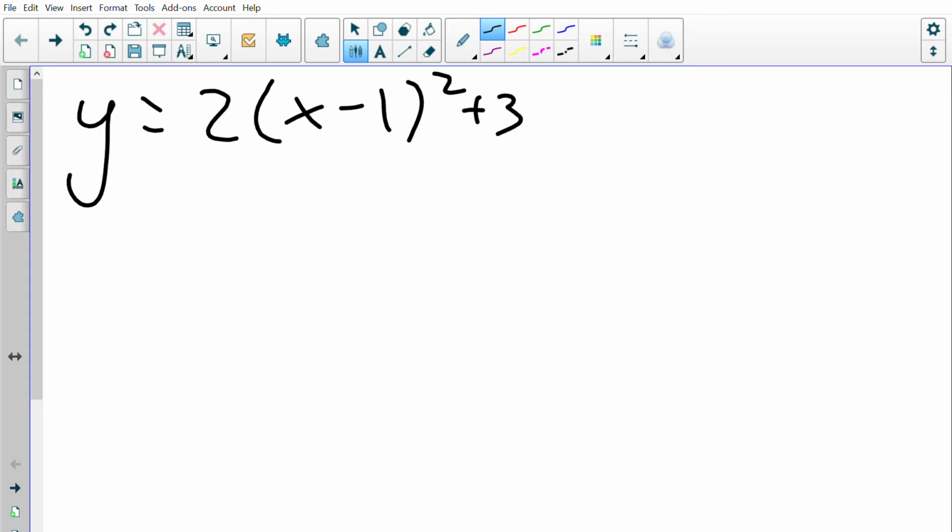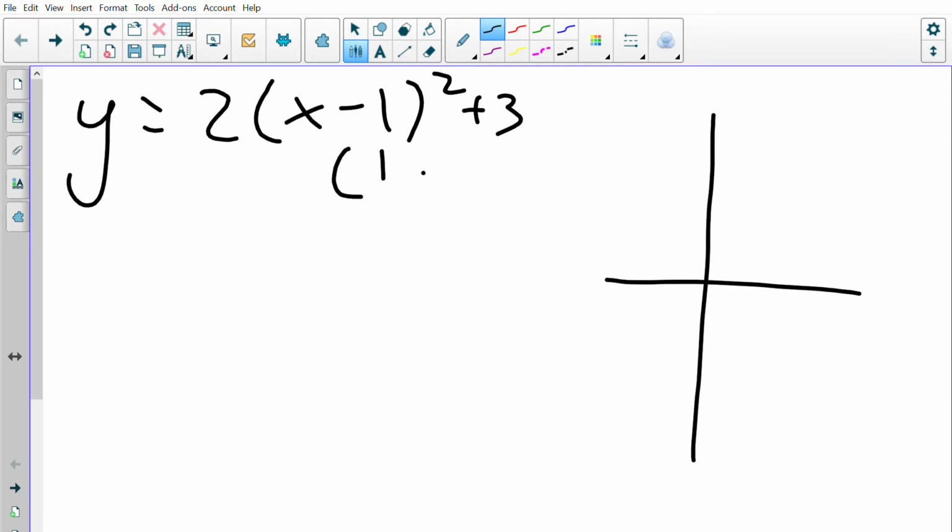Hey guys, we're going to review parabolas and then expand on that to more Algebra 2 and conic skills. So we know this is a parabola because of the square, and it's vertex form because of the parentheses. Inside the parentheses is opposite what we think, outside is what we think, and so that means that my vertex is at 1, 3.